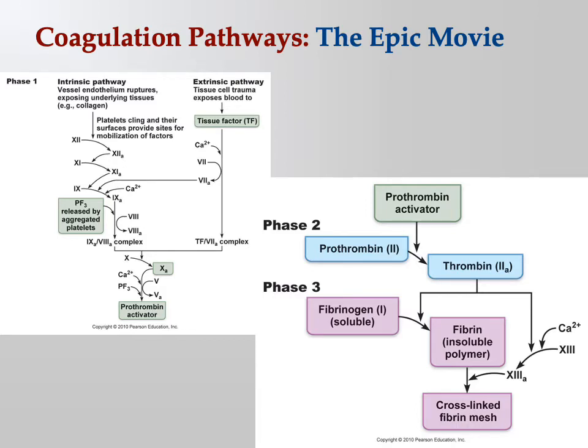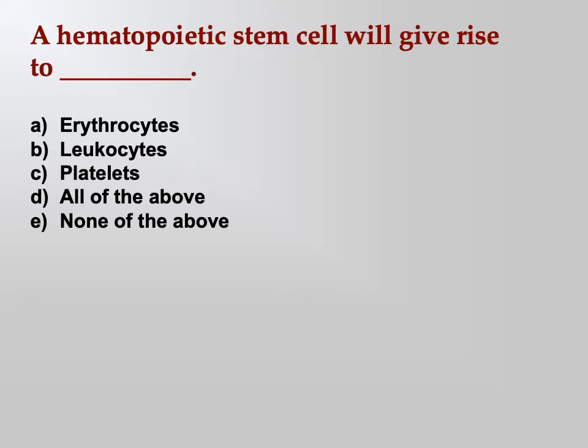All right? So a hemopoietic stem cell will give rise to what? Erythrocytes, leukocytes, platelets, all of the above, or none of the above? Hopefully this is an easy one. All of them. The stem cell makes all of them. And what determines which ones it makes? Well, for erythrocytes and for platelets, it's a hormone. For leukocytes, it's colony-stimulating factors in response to the presence of an infection.